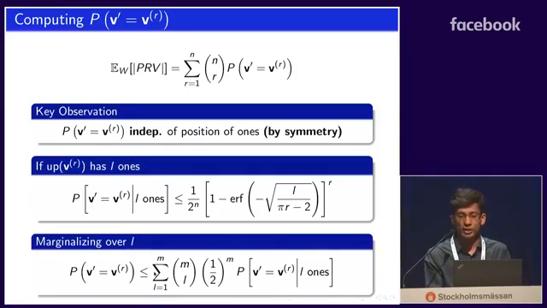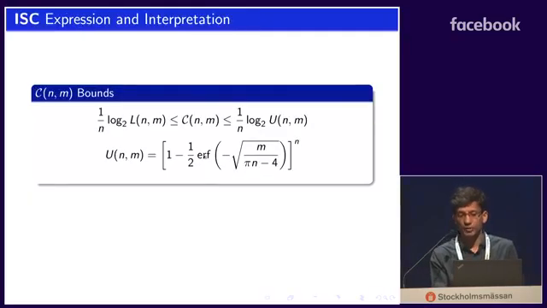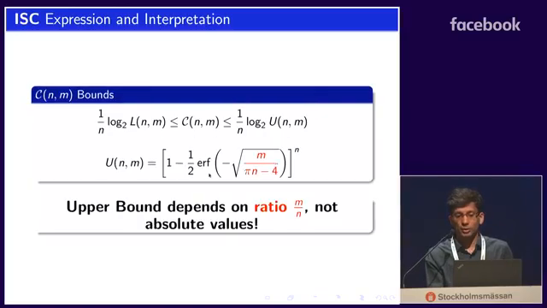Here we show the upper bound, but in the paper, we also derive a lower bound on this capacity. There is a very interesting observation that can be seen in this expression. The upper bound on capacity does not depend on the absolute values of M and N. Rather, it depends on the ratio between M and N for a single layer RBM. So once we have this expression, we conduct our further analysis.